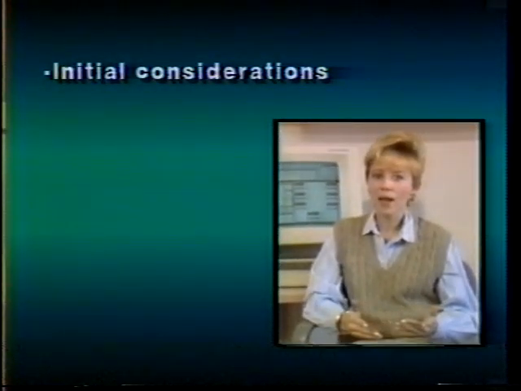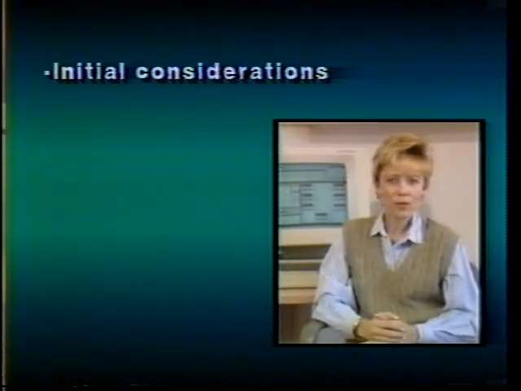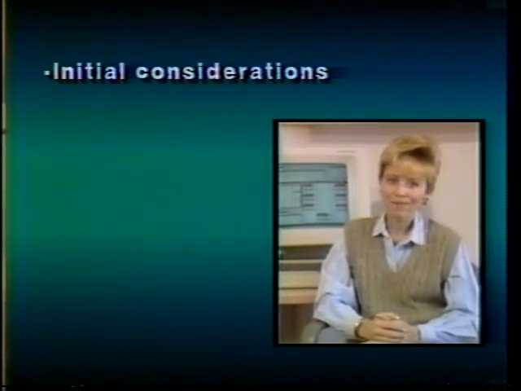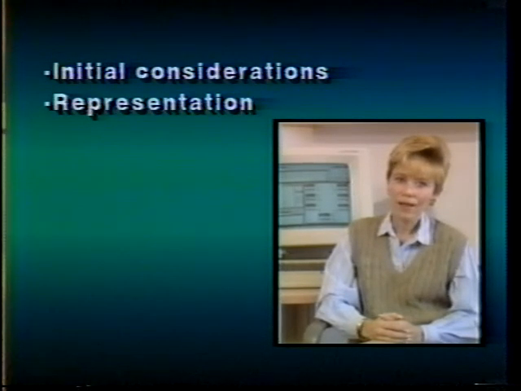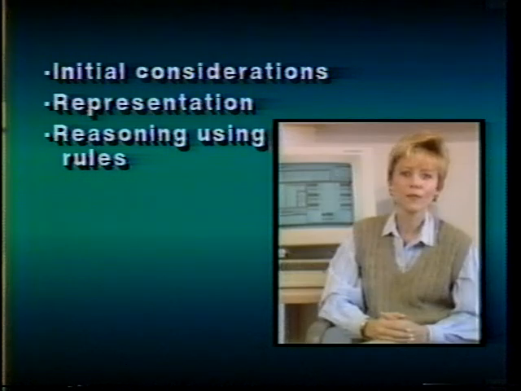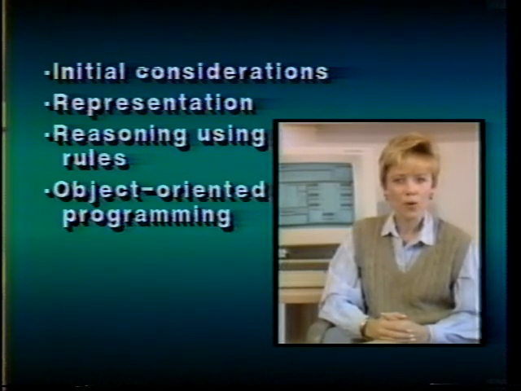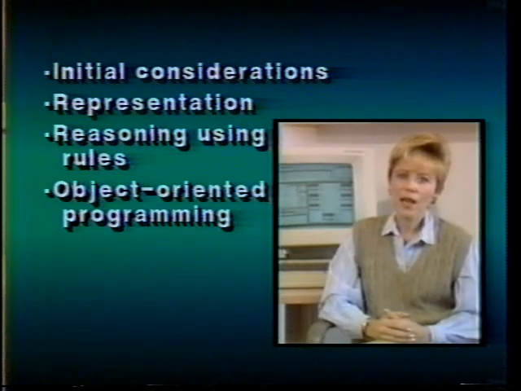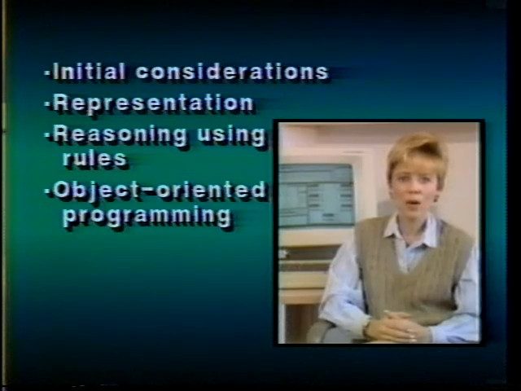We'll first look at some initial considerations like defining and narrowing down a problem. You'll also hear about some concerns novice users usually have. We'll look at some questions concerning the representation of your domain. Then we look at forward chaining versus backward chaining when reasoning using rules and look briefly at efficiency issues. Following that, we discuss object-oriented programming in KEE.